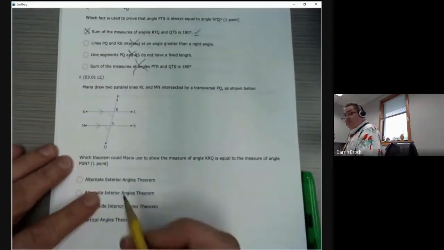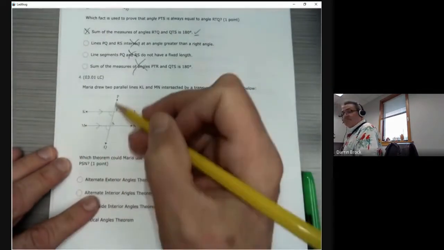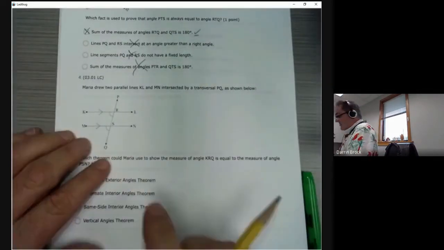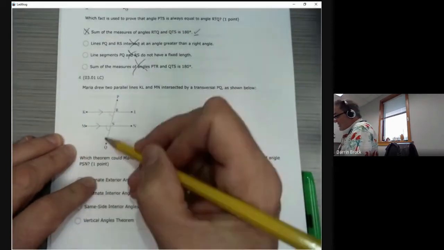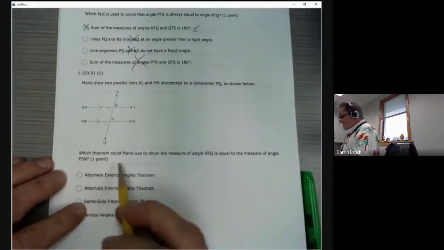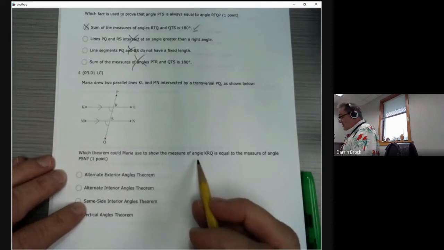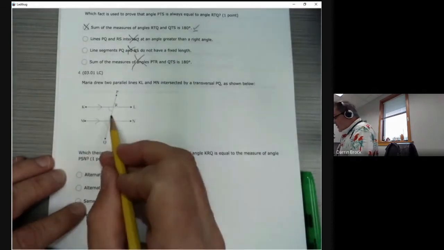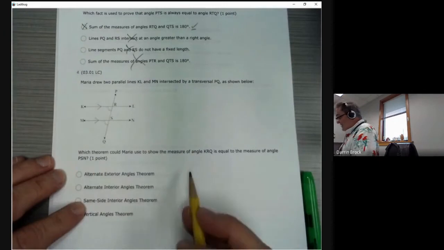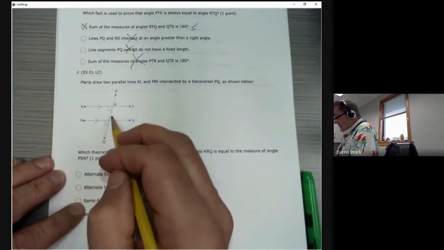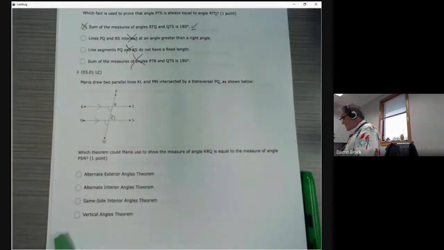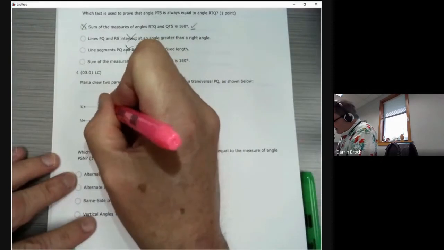Okay. Here we have two parallel lines with a transversal. Right? We use that a lot here in geometry. Maria drew two parallel lines, KL and MN, intersected by the transversal PQ. Which theorem could Maria use to show the measure of angle KRQ, so that's this one they have marked, is equal to the measure of angle PSN, so that's this one. So let's mark the two of them. So they're talking about this angle and this angle. What tells us that those angles equal each other?